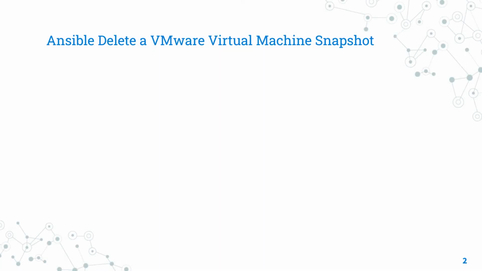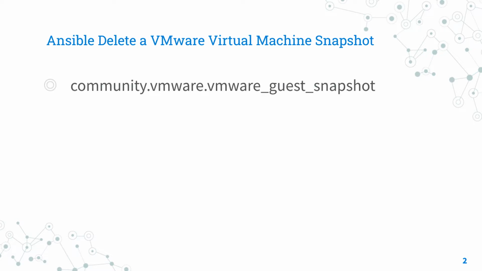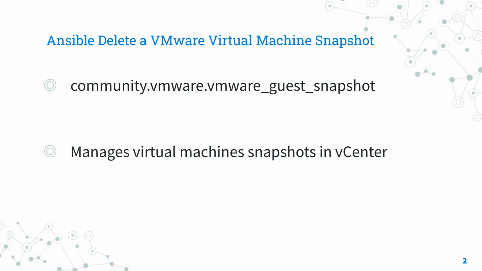Let's talk about the Ansible module VMware_guest_snapshot. The full name is community.vmware.vmware_guest_snapshot, which means that it's part of a collection or module to interact with VMware community supported. It manages machine snapshot in vCenter.